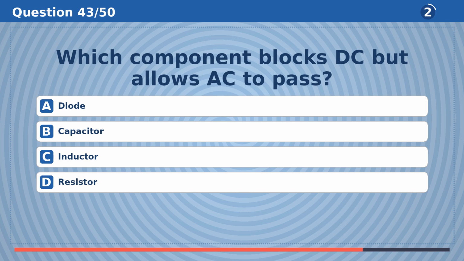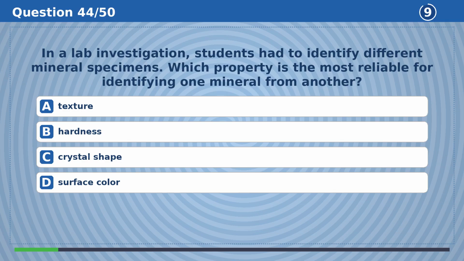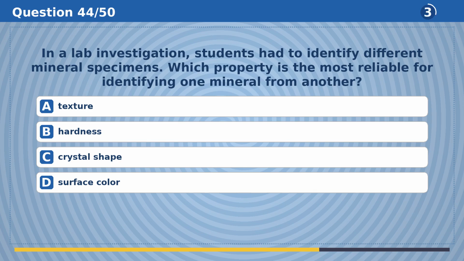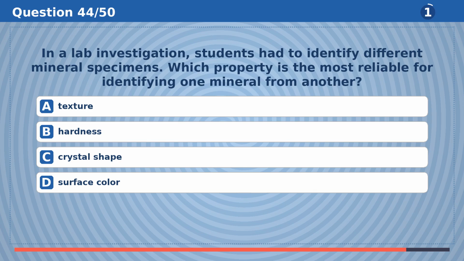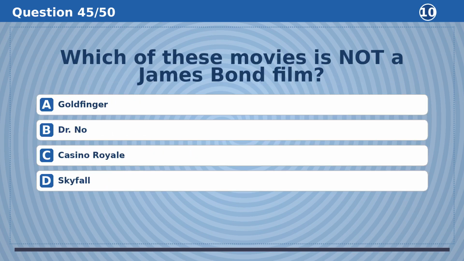Which component blocks DC but allows AC to pass? The answer is A. Diode. In a lab investigation, students had to identify different mineral specimens. Which property is the most reliable for identifying one mineral from another? The answer is B. Hardness.